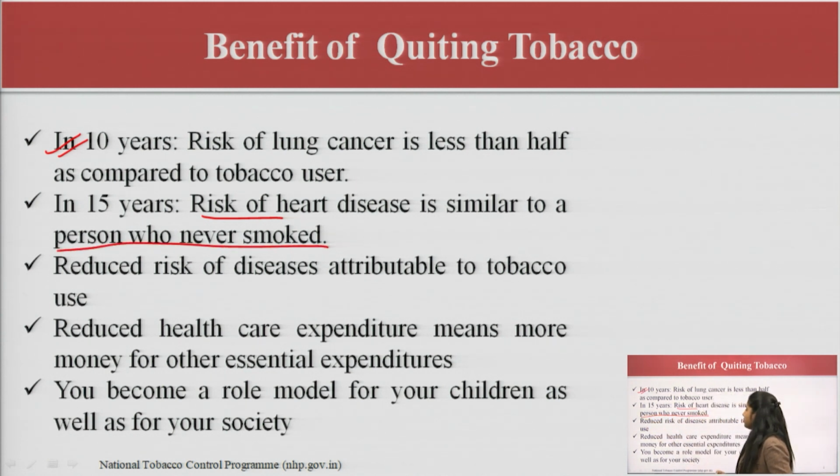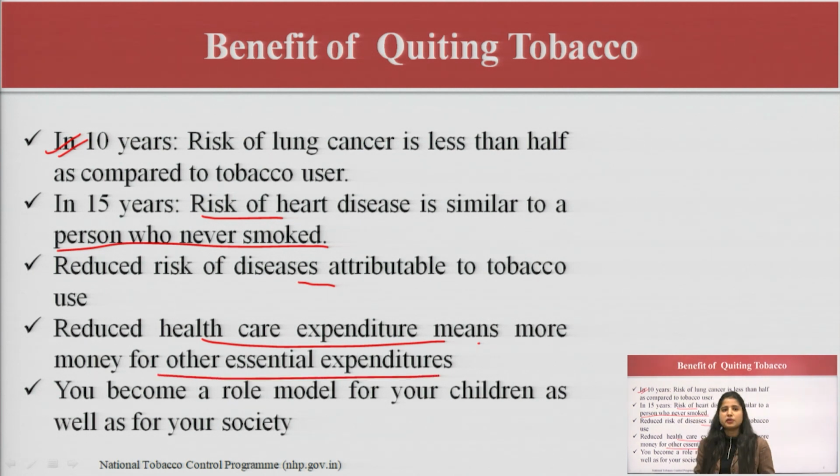Then, reduced risk of diseases attributed to tobacco use. So, diseases like TB, cardiovascular diseases, diabetes, and so many other complications as well will be reduced, the risk will be reduced. Reduced health care expenditure. This is very important, yes. So, the expenditure will be reduced, means more money for other essential expenditures. Okay. And of course, if we are quitting it, we become a role model for children as well as for the society. Okay.